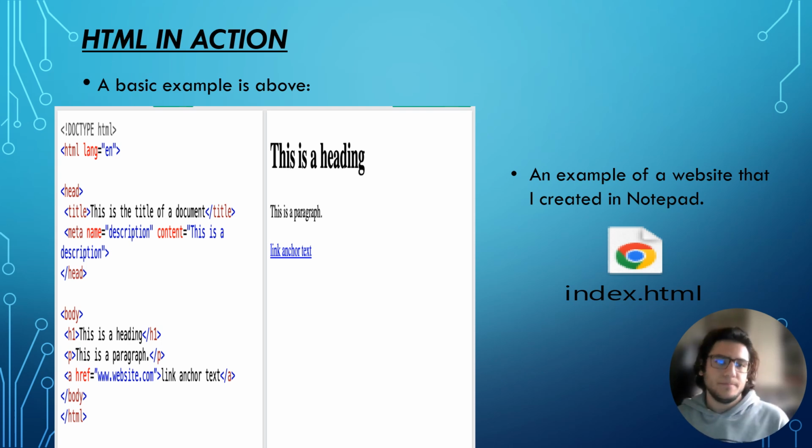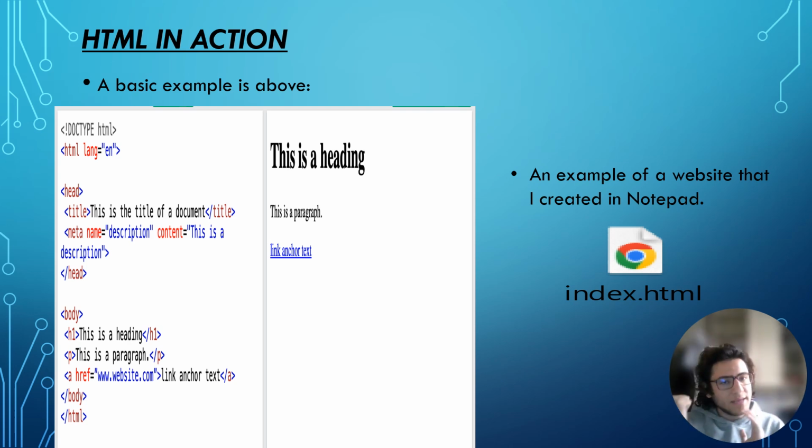HTML in action. Let's see a basic example. Please look at the image that I put on the left. So the left side is the text editor and the right side is a web page. So we first write the document in a text editor. You write it, this is the heading, this is the paragraph, and we give a link in this document.